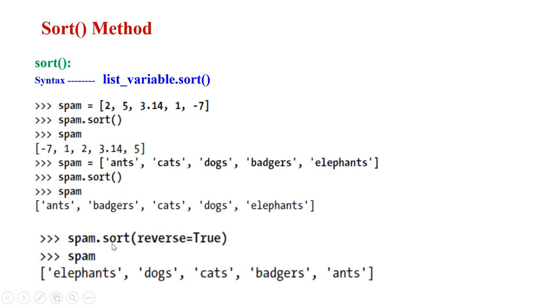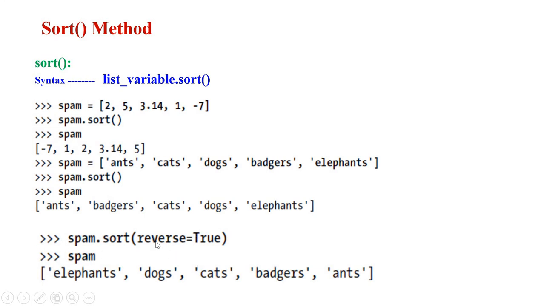But if you want to make the sort work in reverse order, that is, in descending order, you need to pass the parameter reverse initialized with True, with the T being capital here.